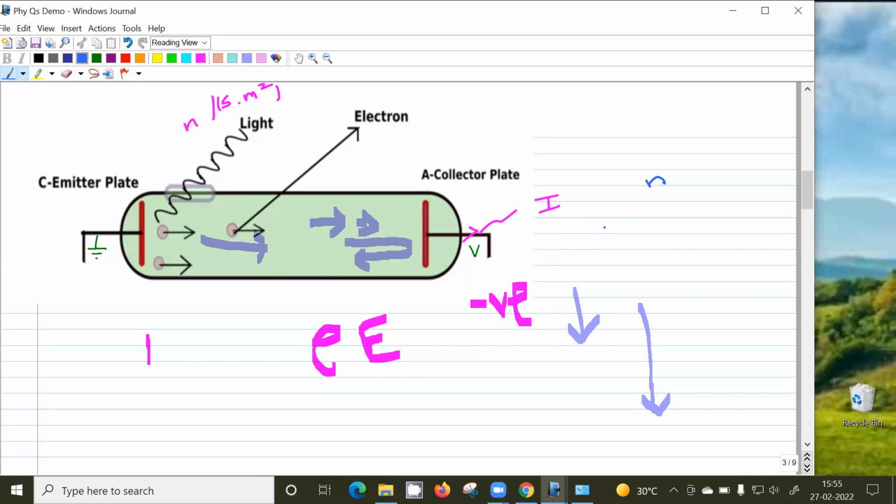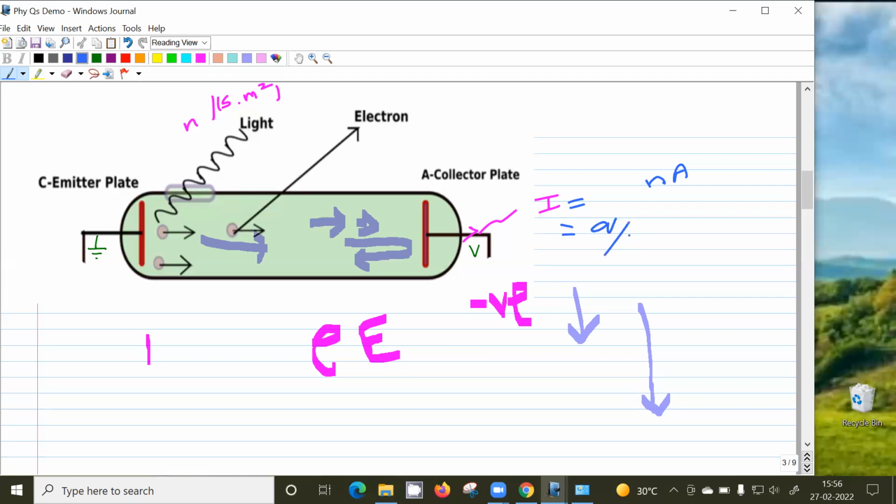Into area, sir. No. Current is what? Unit A. A of what? But the intensity into it. No, you are not understanding. You're just telling a formula. See, what is current? Current is charge by time, right?